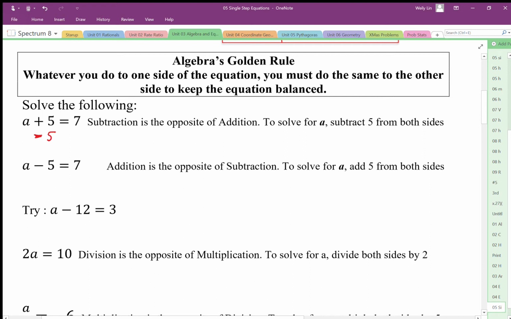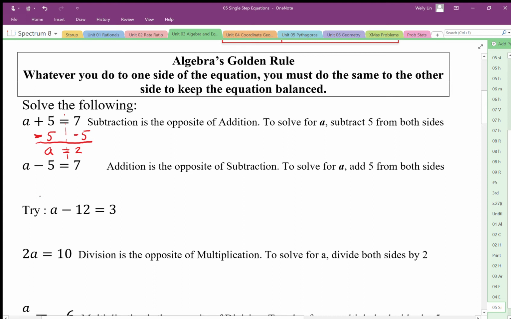But the problem is if I undo it on the left side, I have to keep it balanced, and I have to do minus 5 on the right hand side. And when I do that, I can work out the left side and right side. Again, remember that here's our balanced line. As long as I keep it balanced, I can do whatever I want. Here I've kept it balanced, and by keeping it balanced, I've got a by itself, and I solve for a. So I get a is equal to 2.